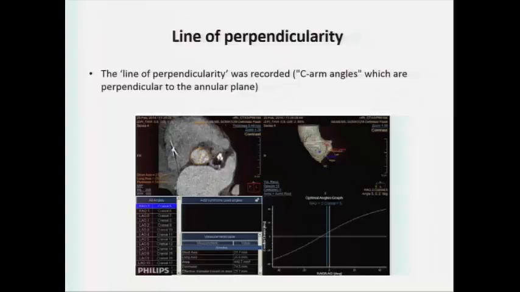of perpendicularity around the aortic annulus, which is an infinite number of potential angles which can be used for the C-arm. Obviously, in actual fact, we choose only one or two angles, but for the purpose, at this stage of the research, we actually recorded the whole line of perpendicularity.